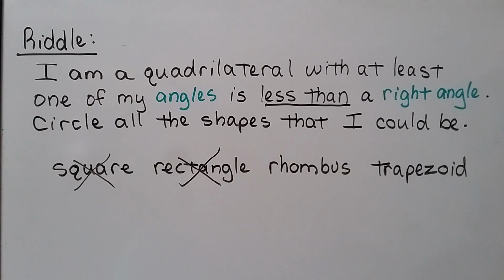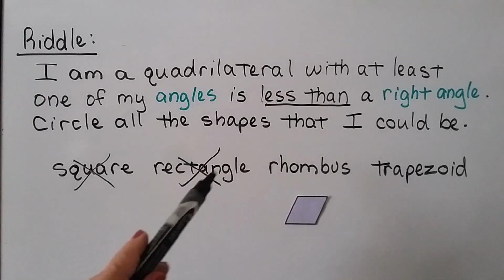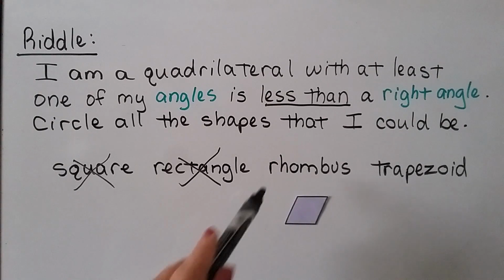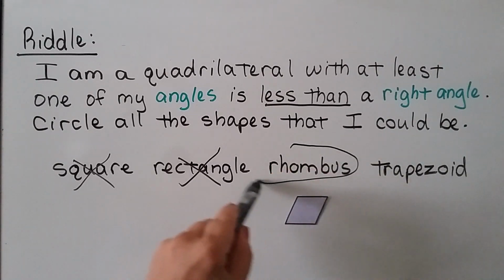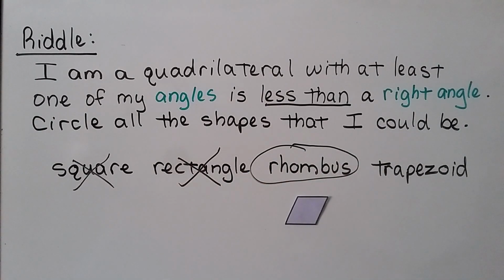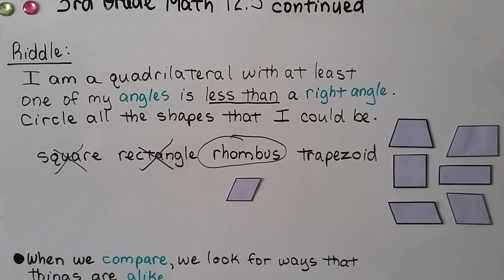Could it be a rhombus? Yes, it could. If the rhombus looks like this, then at least one of its angles is less than a right angle. Could it be a trapezoid? These are all trapezoids. And are there some that have an angle that's less than a right angle? Yes, this one right here, this one right here. So yes, it could be a trapezoid.